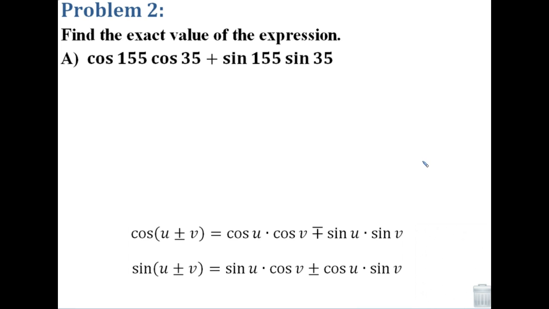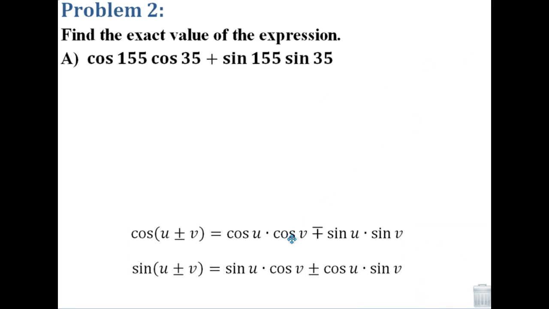All right, in problem 2, we're going to show you another way we can use these trig identities. In the first problem, we worked from the left side of the identities to the right side. Here we're going to be doing the opposite. So problem 2 says, find the exact value of the expression cosine 155 times cosine 35 plus sine 155 times sine 35. Now, 155, 35, those are not multiples of 30, 60, 45, or 90. So I'm not able to figure out what the sine or cosine of those angles are directly by hand.